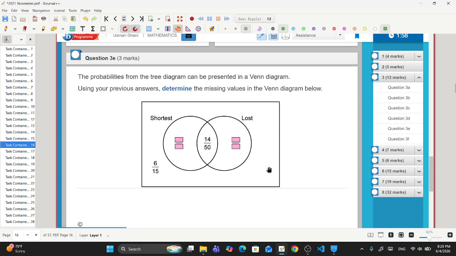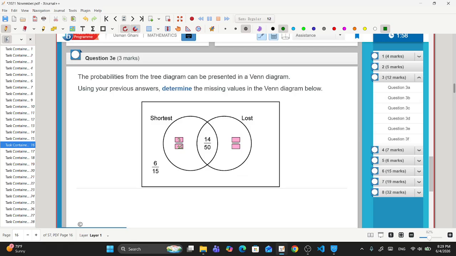Then it says, the probabilities from the tree diagram can be represented in a Venn diagram. Okay, use your previous answers, determine the missing value. If you take the shortest route, so that probability is supposed to be 3 by 25, right? Okay, that probability is 3 by 25.